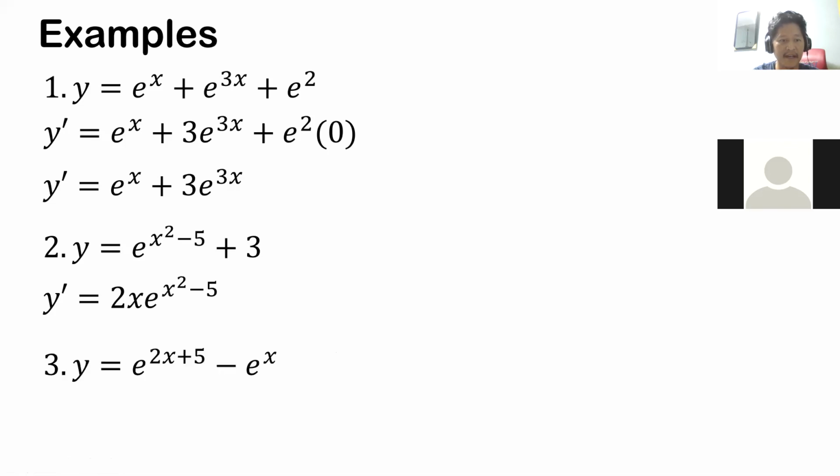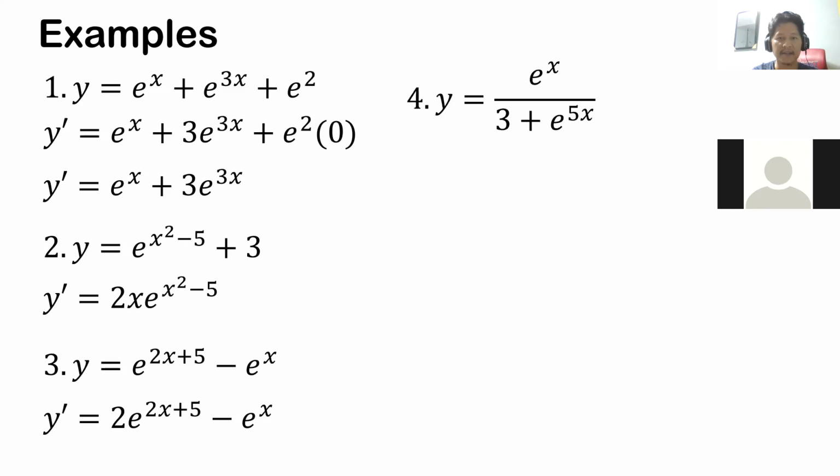Okay, next example. How about this? So very similar lang sa second example natin. So the same thing, we copy e to the 2x plus 5, and then the derivative of 2x plus 5, so that would just be 2. Kasi ang 5, derivative of 5 will be 0. Minus, what's the derivative of e to the x, which is itself. That's why we have this. Okay, malinaw po ba? May tanong as of this time? Wala? Okay, let's have example number 4.